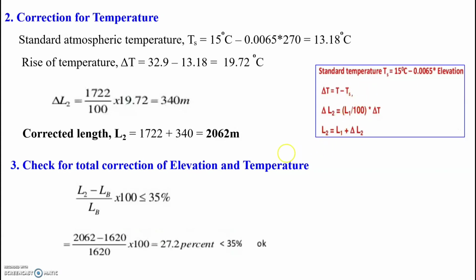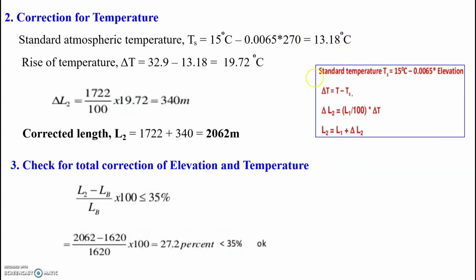So for every change in elevation, your Ts value varies. The Ts for this particular site condition is given by 15 degrees Celsius, which is the standard temperature, minus 0.0065 into elevation. Elevation is known to you, which is 270 meters. Substituting the values in this equation, you get your Ts value as 13.18 degrees Celsius.